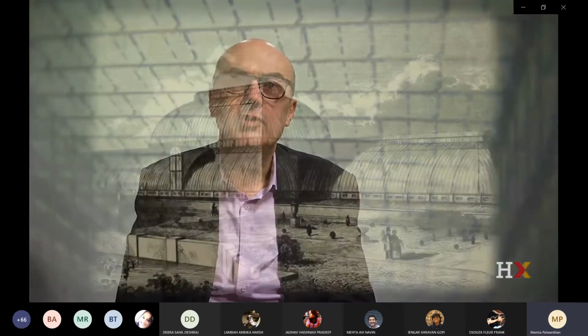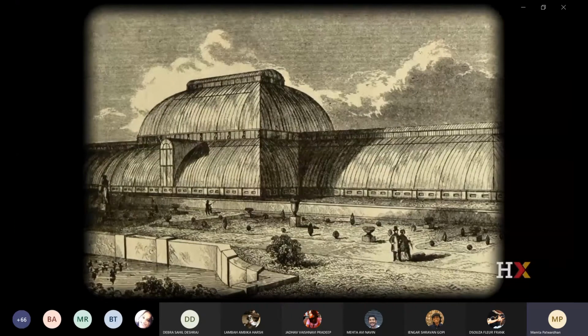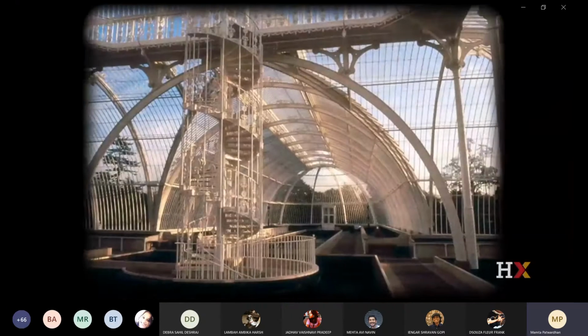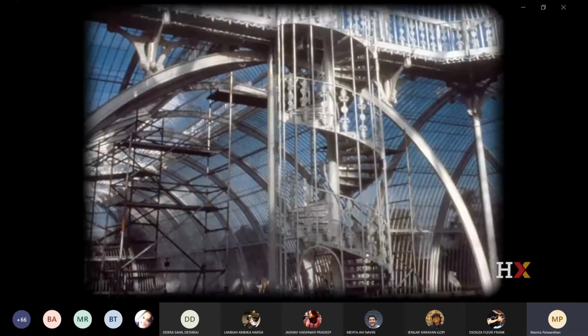Later, iron would develop both in very utilitarian construction like bridges, but also in more pleasurable venues such as greenhouses. As we will see, greenhouses have an intimate link with the conception of the Crystal Palace. Here we have the interior of Kew Garden Greenhouse by Richard Turner.